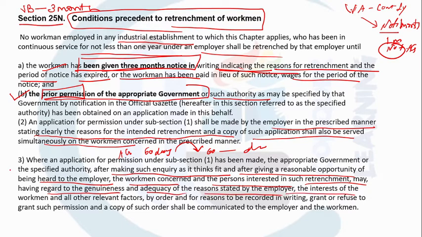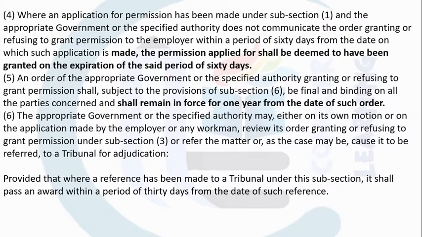So it is like once the appropriate government receives the application, it would go through the details and only then it would communicate whether it is accepted or rejected. And when permission is granted, the copy has to be communicated to the employer and the workmen. So these are the conditions for the retrenchment. Identify the difference between chapter number 5A and chapter number 5B. Clear? Let's move on.